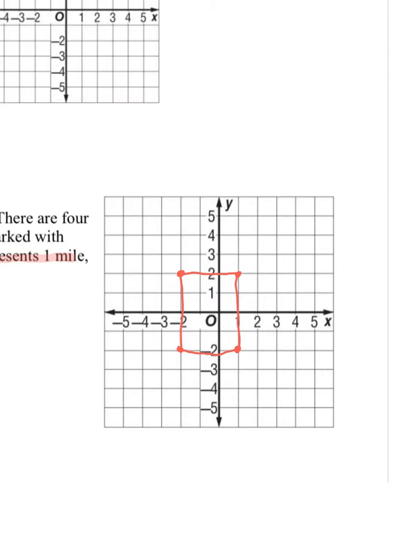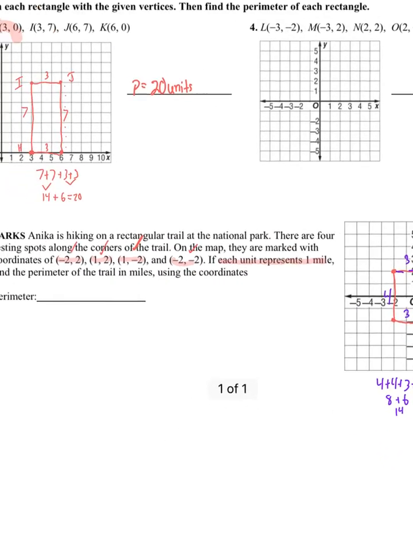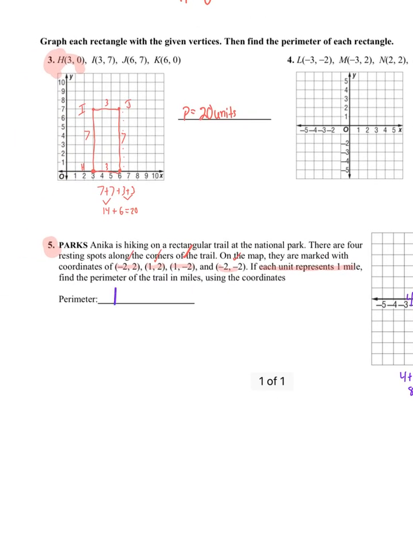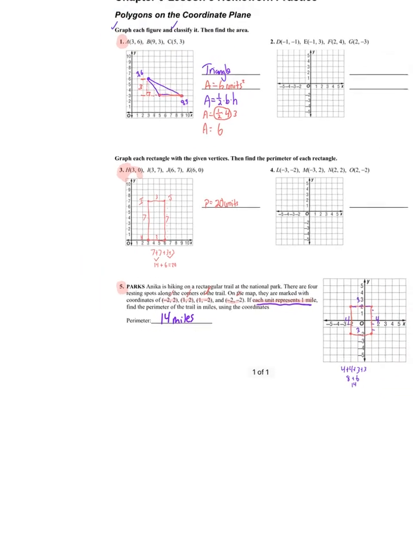And now to get the perimeter here. If we count here, it's 1, 2, 3, 4. So it's 4 units here and 4 units here. And on the top, it's 1, 2, 3. So it's 3 units here and 3 units here. If we add those up, 4 plus 4 plus 3 plus 3. 4 and 4 is 8, 3 and 3 is 6. 8 and 6 is 14. So the perimeter would be 14 units, but remember it says each unit represents 1 mile. So that means those 14 units would be 14 miles.